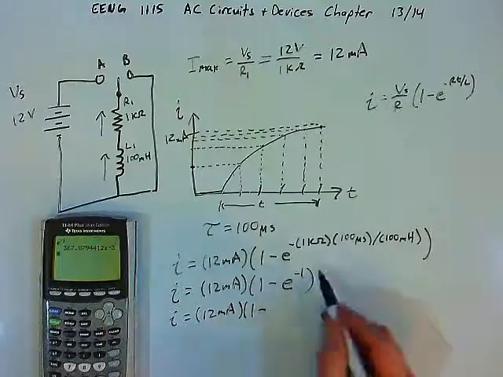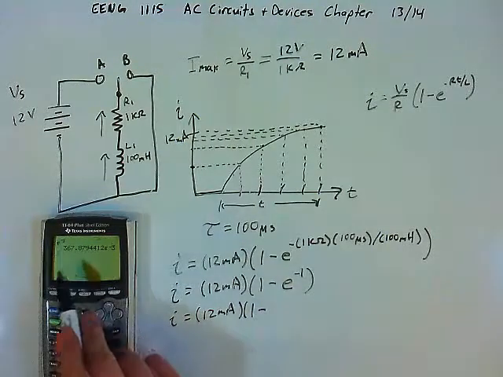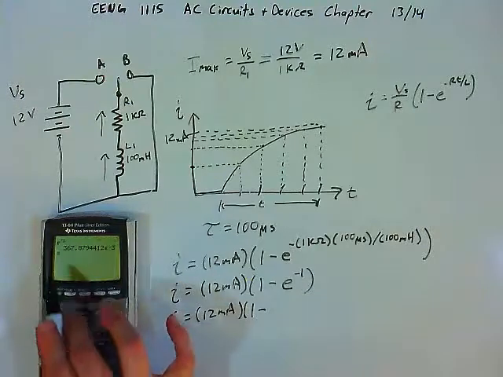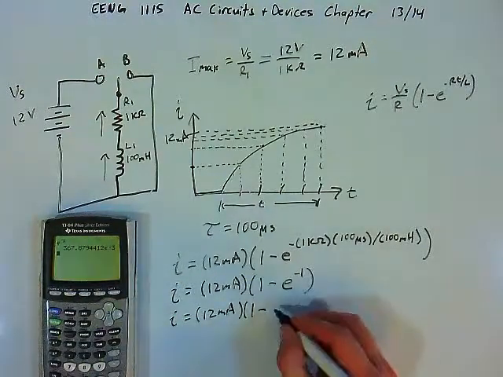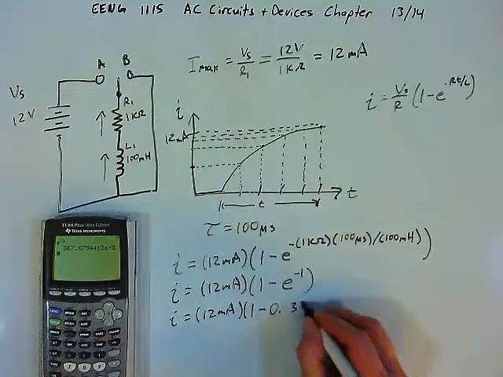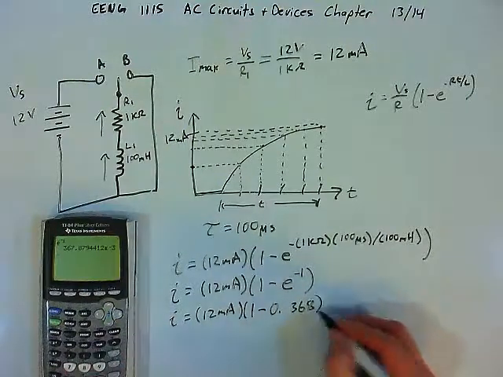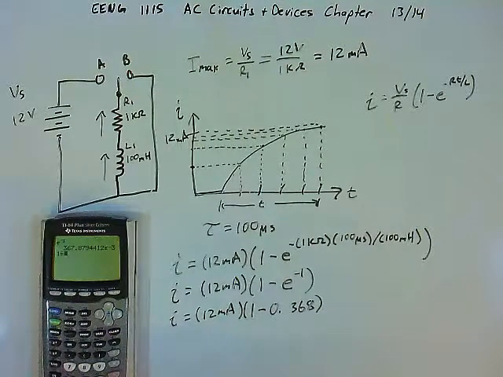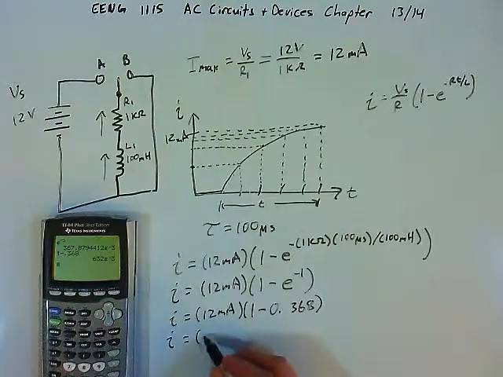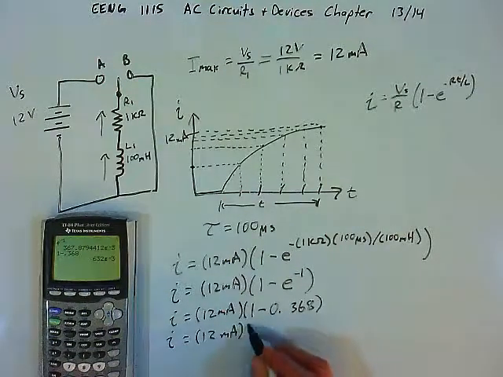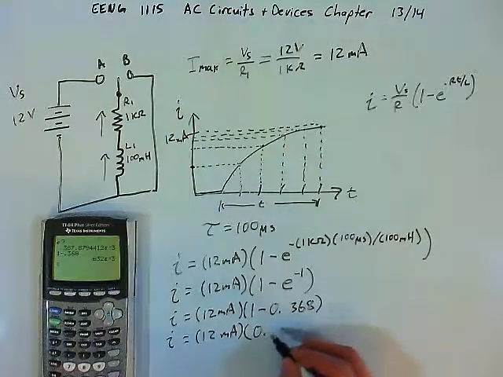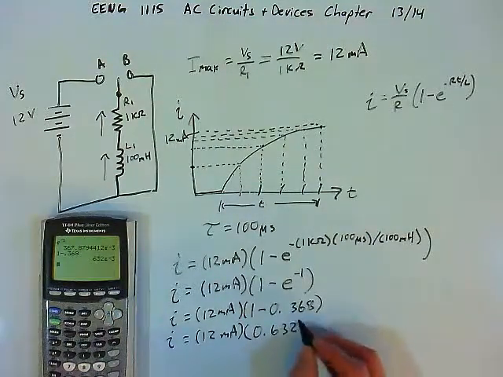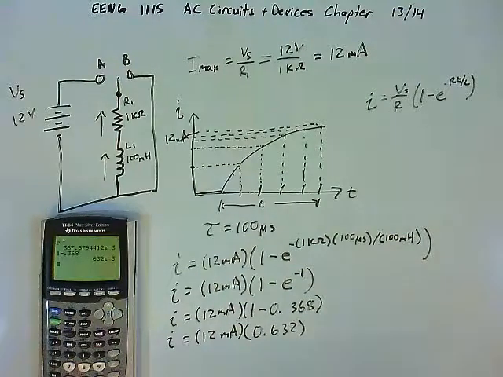times 1 minus, and e to the negative 1 power is, and I'm going to write this as a decimal rather than engineering notation, I got 367 milli, so I'm going to write that as 0.368. And so now we will subtract. We're going to take 1 minus 0.368, and we get the instantaneous current is equal to 12 milliamps times 0.632. And this is a number that we see in the book as well.